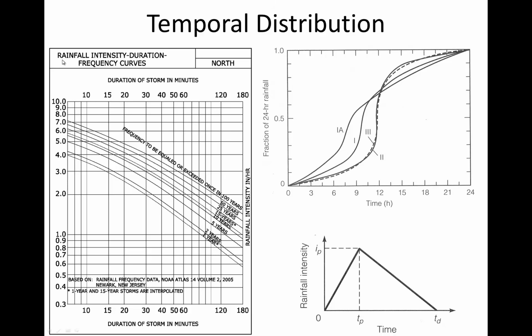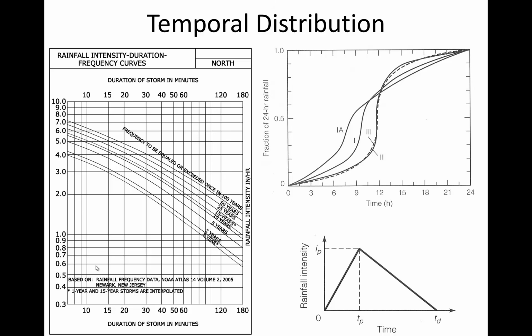This figure is called an intensity duration frequency curve, and there's a precipitation data frequency server on the National Oceanic and Atmospheric Administration's website. NOAA has a website where you can click anywhere in the United States, and it'll generate a curve that tells you for a certain storm duration and a certain return period what the intensity of the storm is likely to be.